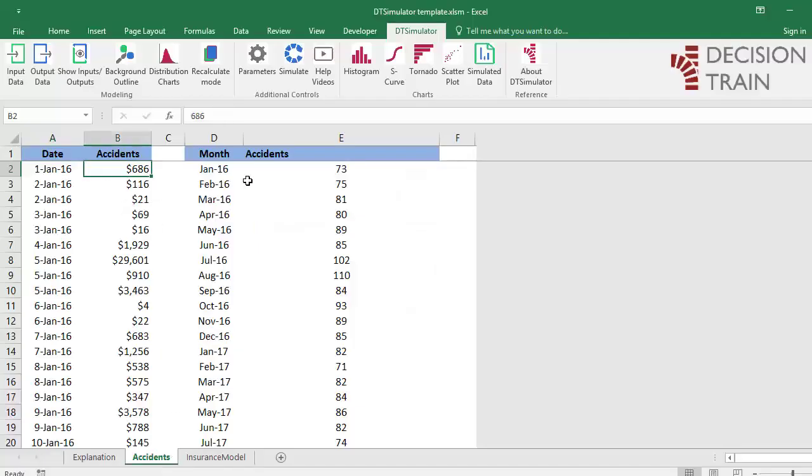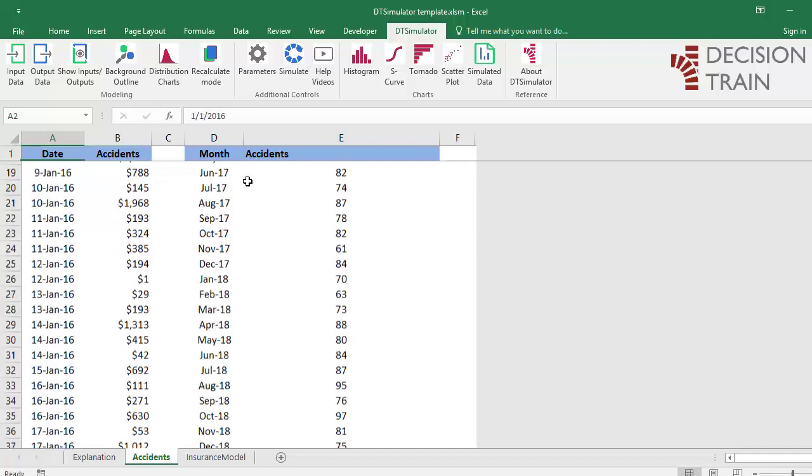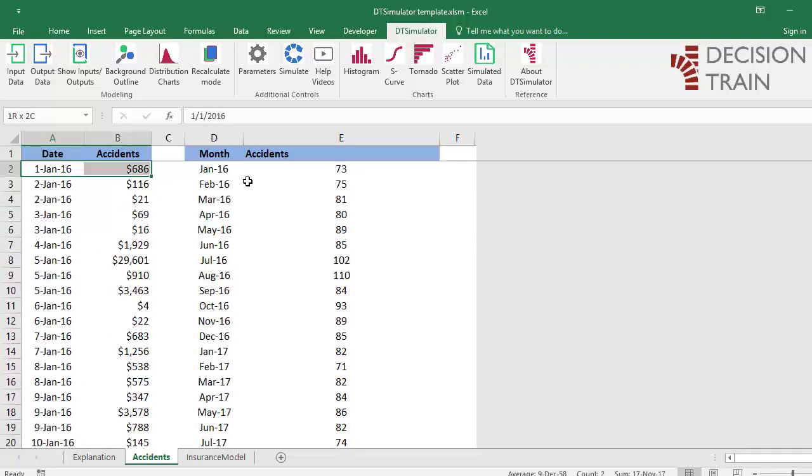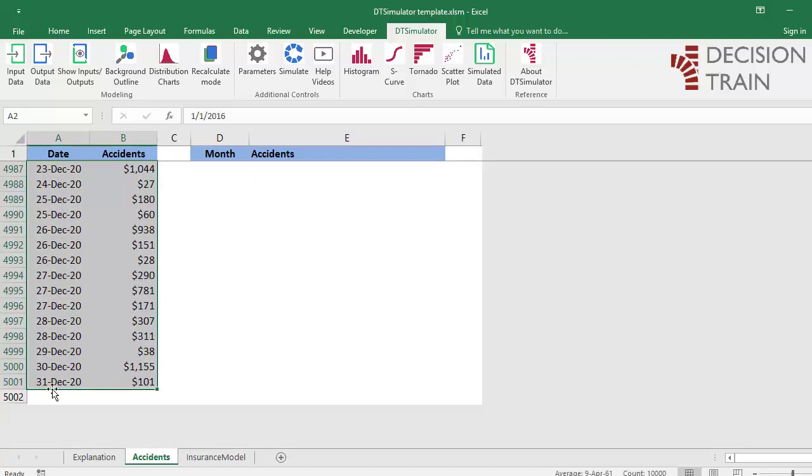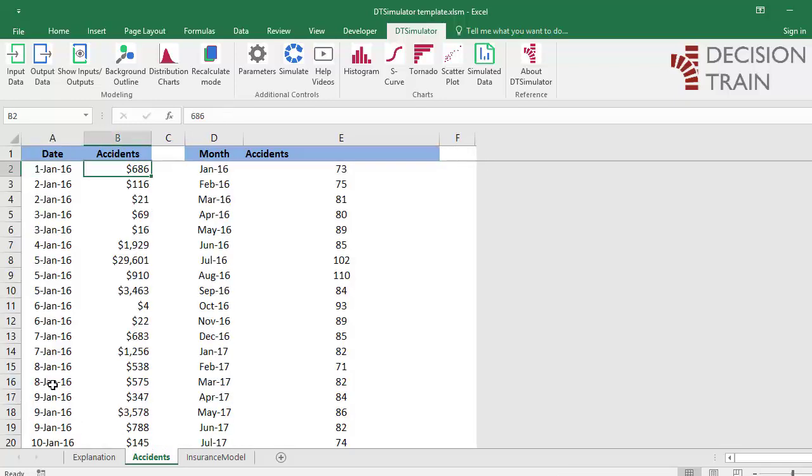1. Go to Accidents tab. You will see that it contains, on columns A and B, a detailed list of 5,000 accidents recorded daily, starting on January 2016 until December 2020. Column B reveals the dollar amount of each accident's loss.